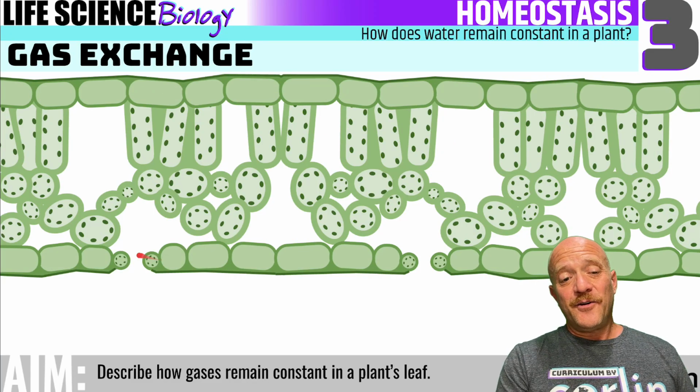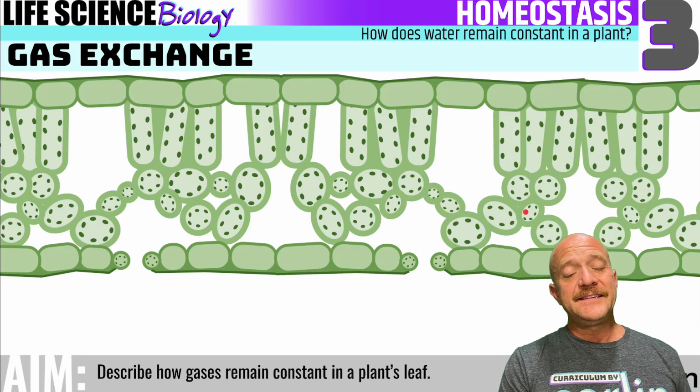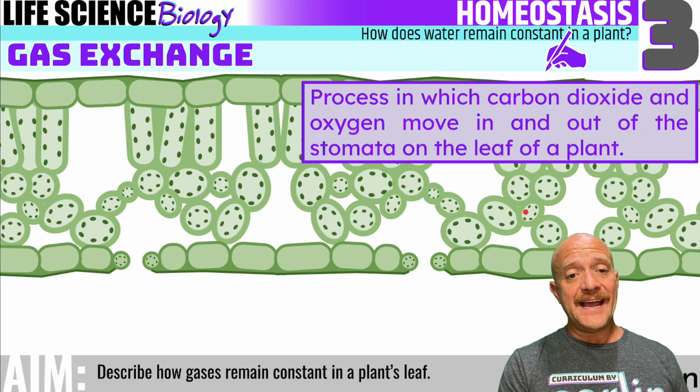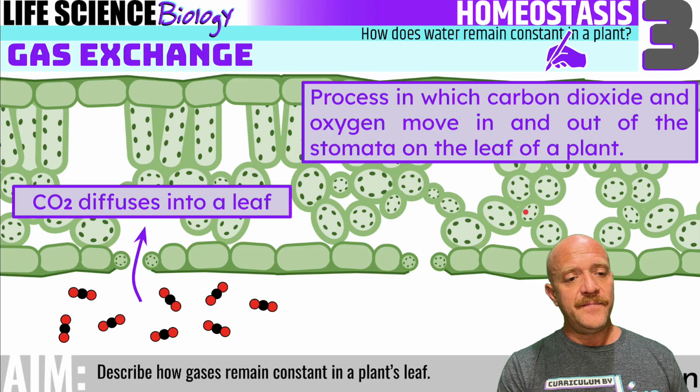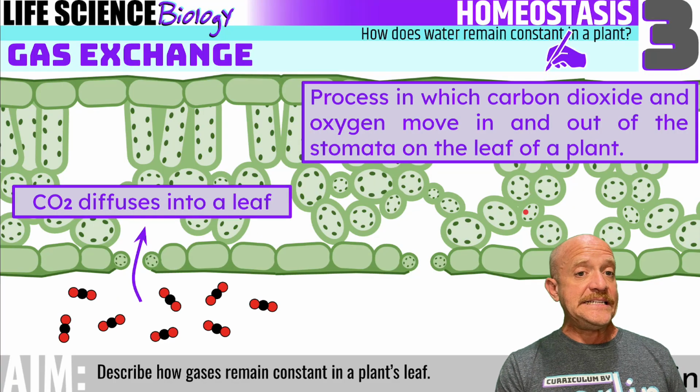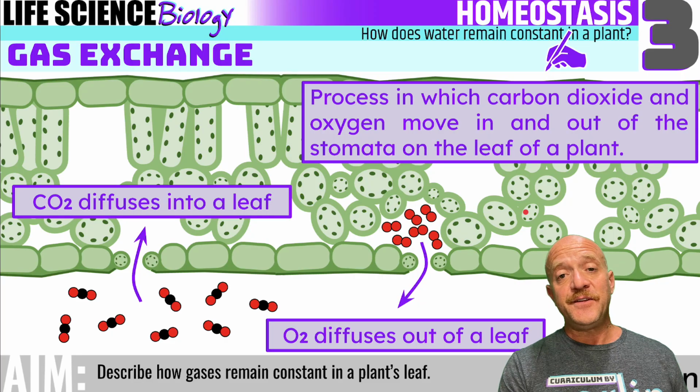Now, when these are open, so again, this is where the stomata is, this is allowing gas exchange. Gas exchange is a process in which carbon dioxide and oxygen move in and out of the stomata on the leaf of a plant. So the carbon dioxide diffuses into a leaf, and oxygen diffuses out of a leaf.